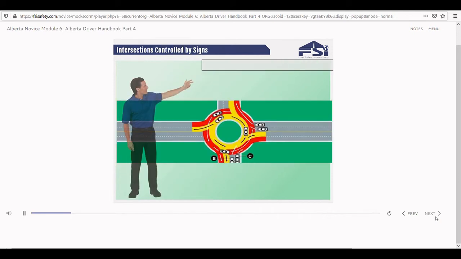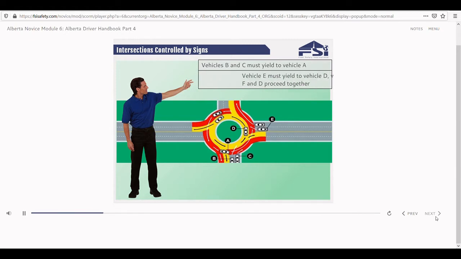In this diagram, vehicle B and C must yield to vehicle A. Vehicle E must yield to vehicle D, while vehicles F and D proceed together. Vehicle H must yield to vehicle G.